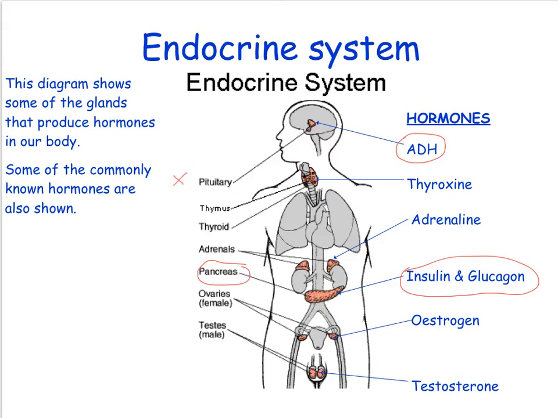And we're going to look in particular, you don't have to know the name of all of these glands that are here. You do need to know about the pituitary gland, and you need to know about the pancreas, and you need to know the names of these hormones that are here, ADH and insulin and glucagon.